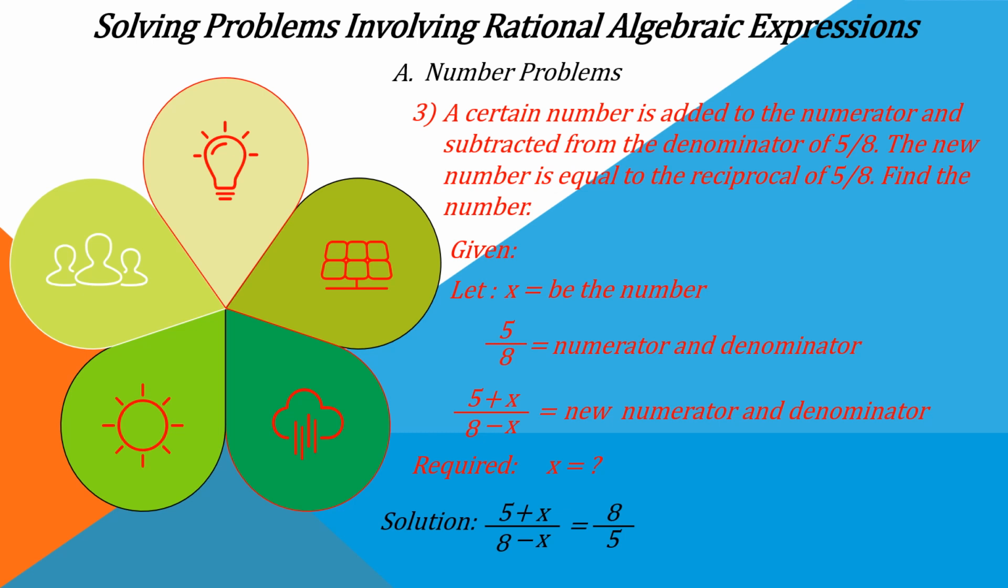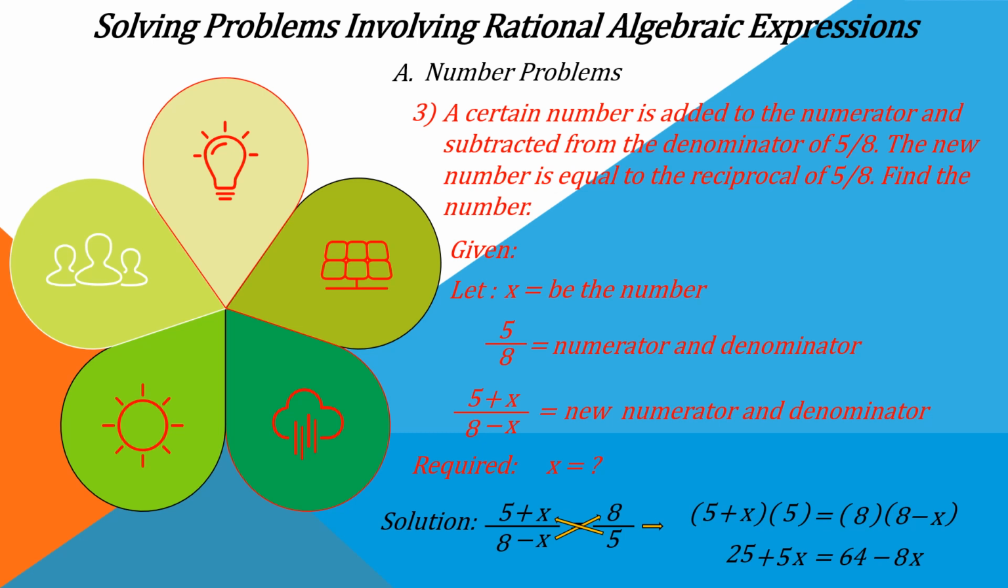Therefore, we will use again the cross multiplication. And the new equation will become quantity 5 plus x multiplied by 5 is equal to 8 multiplied by 8 minus x. Simplifying the equation, we have 25 plus 5x equal to 64 minus 8x.